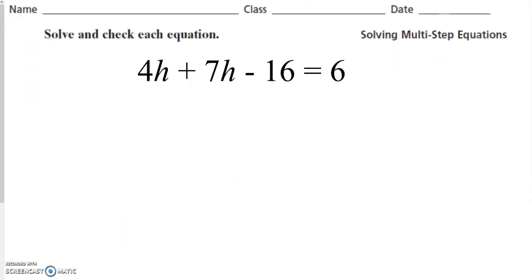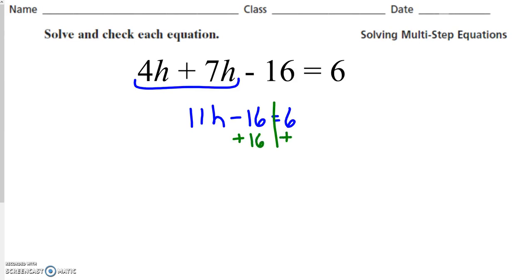Here's some more practice problems. Combine like terms. Undo addition and subtraction. Undo multiplication and division.